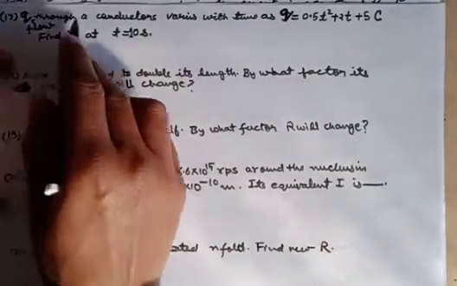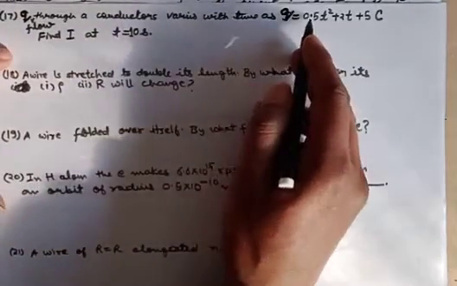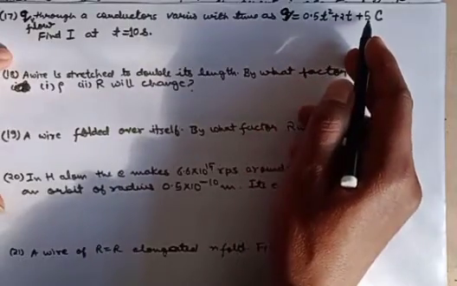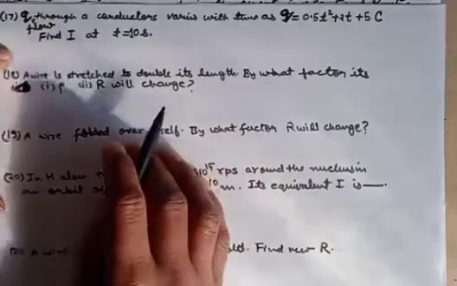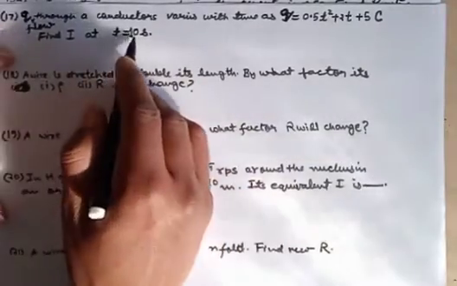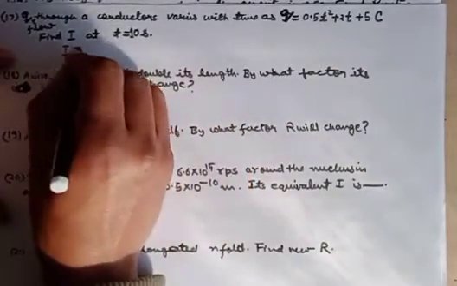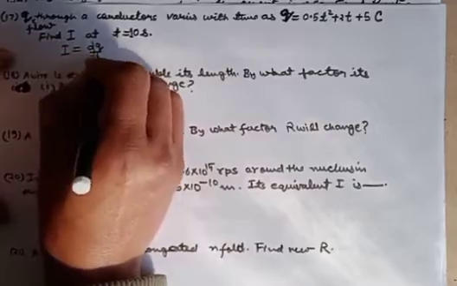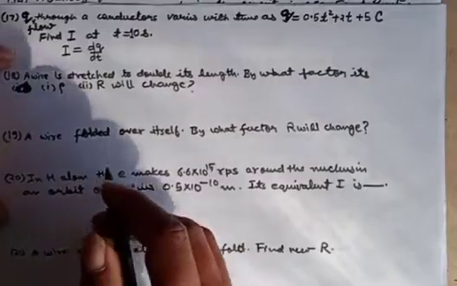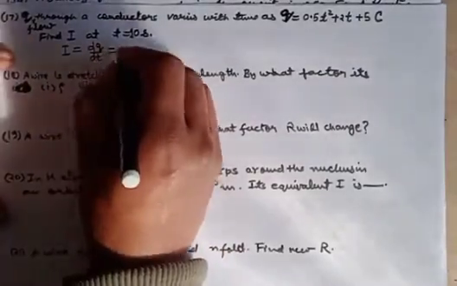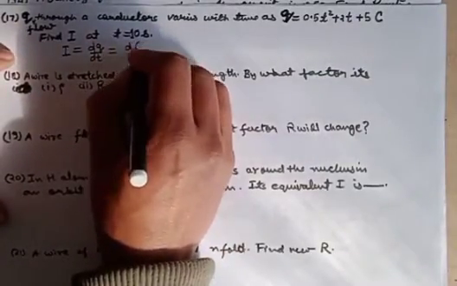Charge flow through a conductor varies with the time as q equal to 0.5 t square plus 2t plus 5 coulomb. Find I at t equal to 10 second, as it is a varying current. So we know that I equal to dq by dt. Here you can understand why we use that differentiation term. Sometime q upon t, sometime delta q upon delta t, but this time dq upon dt. So it is a simple differentiation type question.